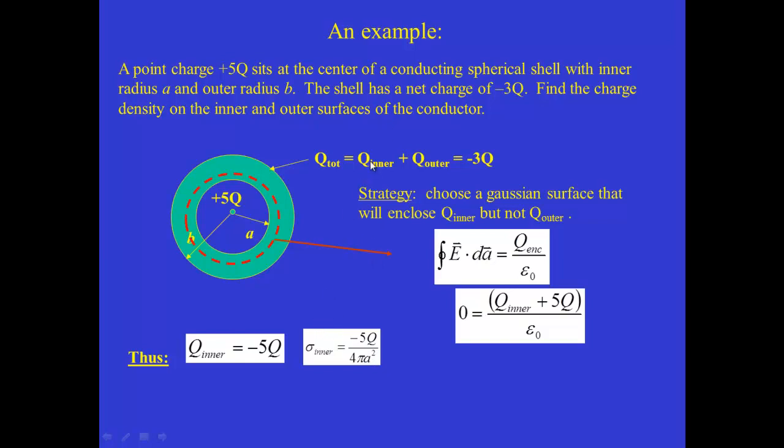And since we found Q inner and we know the total charge is negative 3Q, Q outer falls out directly as plus 2Q, because negative 5 plus 2 is equal to negative 3. So Q outer is plus 2Q. Sigma outer, note, however, that I've made a mistake here. All right, I'll tell you what the correction is. The problem is sigma outer should have the charge on the outer surface divided by the surface area of the outer surface. So the denominator there should be b squared rather than a squared. So the final answer should be plus q over 2 pi b squared.